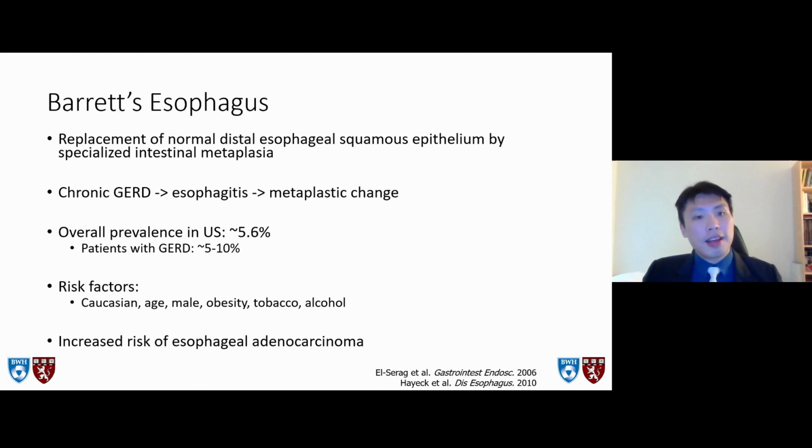The concern is the sequence in which patients with chronic reflux may have esophagitis that develops metaplastic changes. Overall prevalence in the US is about 5.6%, but much higher in patients with reflux. The main risk factors are patients who are Caucasian, older, obese, men, and those who have tobacco and alcohol use. The concern is that it increases the risk of esophageal adenocarcinoma.